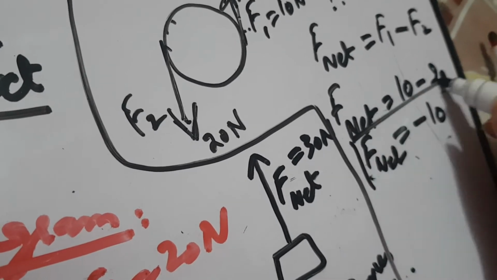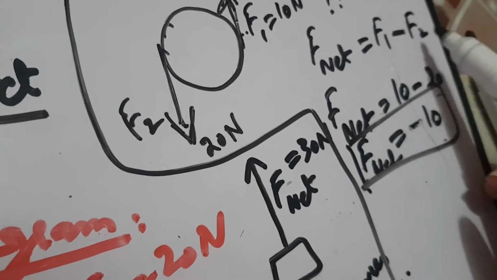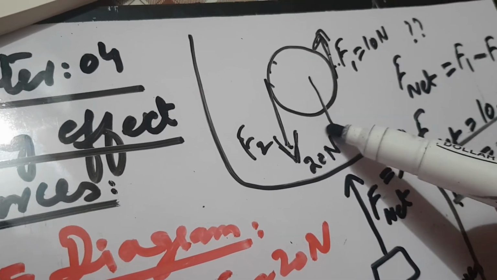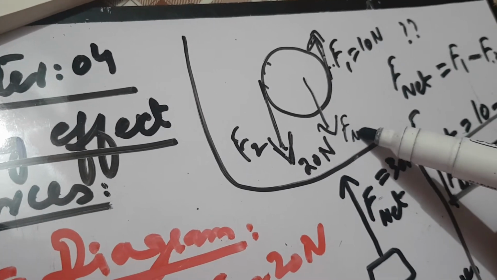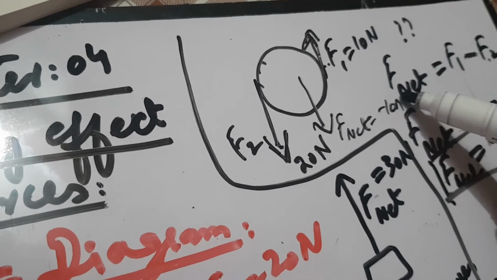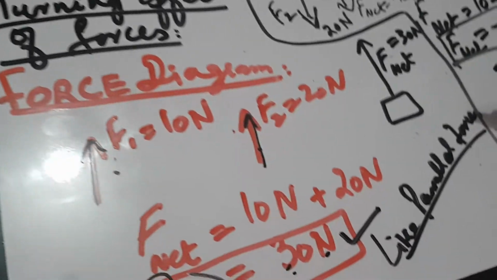It means that the direction of that force is along the direction which was negative. F2 is negative, so the net force will be in this direction, and that net force is minus 10 newtons because its direction is downward. So this is the logic behind the addition of forces, and we can find the resultant force.